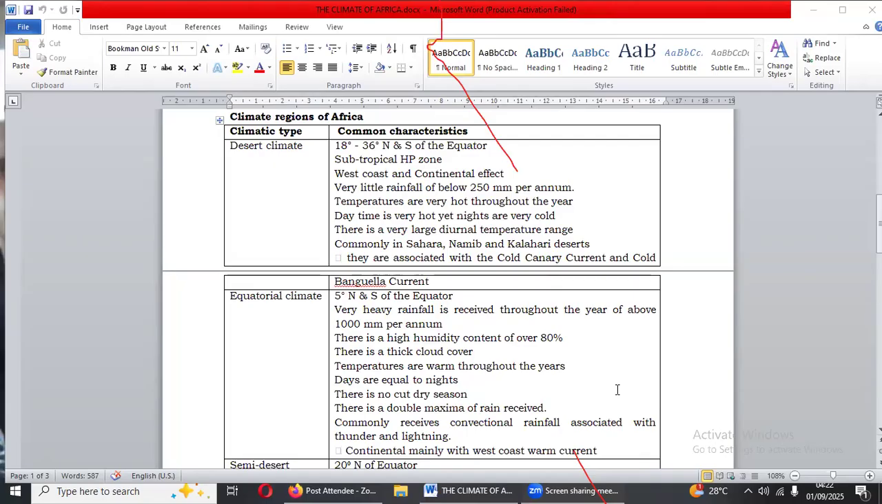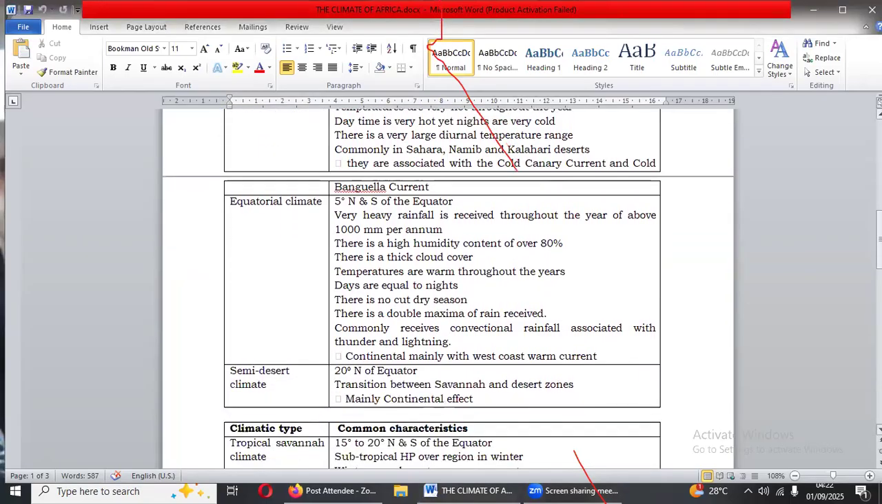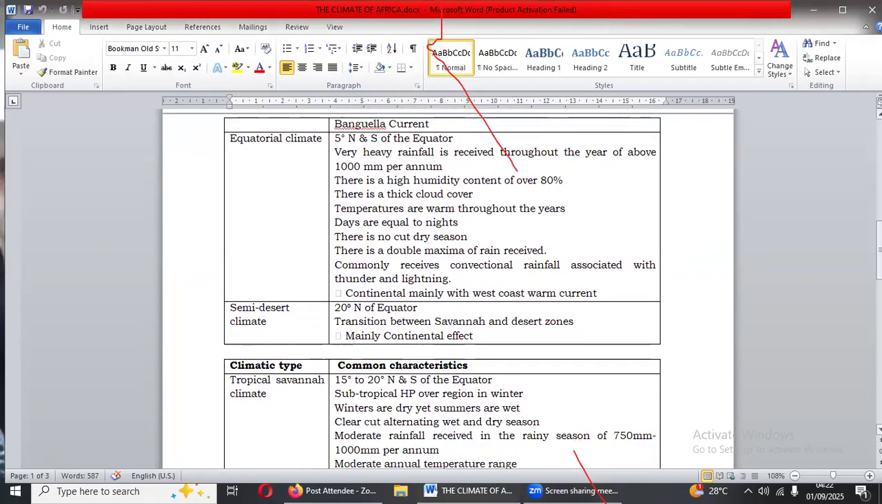Then we go to what we call equatorial climate. With equatorial climate, this is the tropical climate that we are having as Ugandans and in most parts of Uganda. And that's why we are here and we are very successful in our daily activities because we are having what we call heavy rainfall received throughout the year and is above 1,000 millimeters per annum.